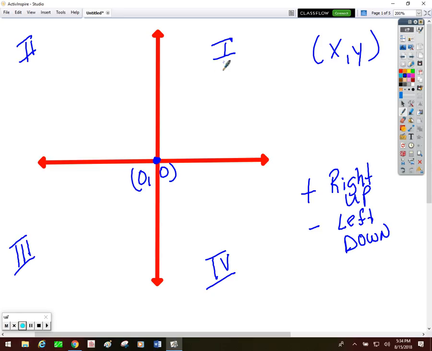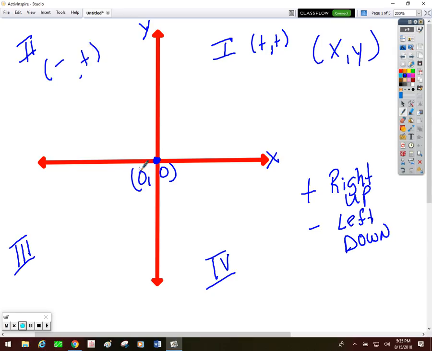If you look at quadrant 1, to get into quadrant 1 from the origin, remember we have to go left or right first on the x-axis and then up or down on the y-axis. To get into quadrant 1, the two directions I need to go are right and up. That means the two signs are positive x and positive y. To get into quadrant 2, I go left first, which gives me a negative x, and then up, which is a positive y.